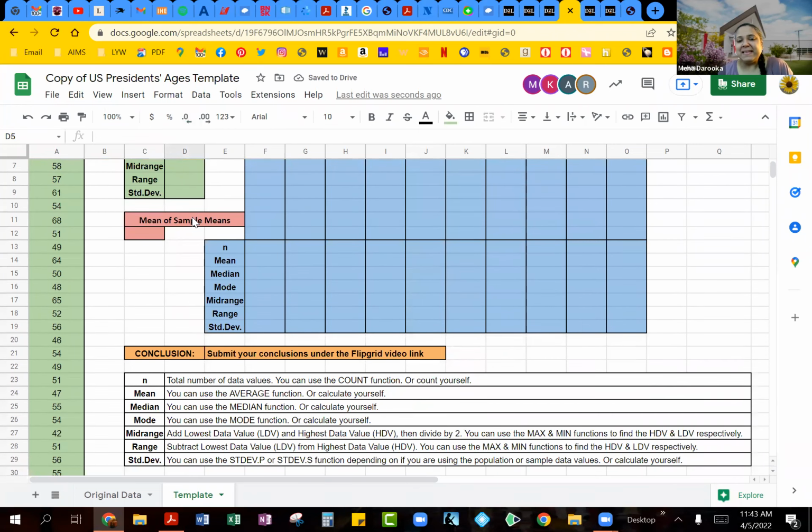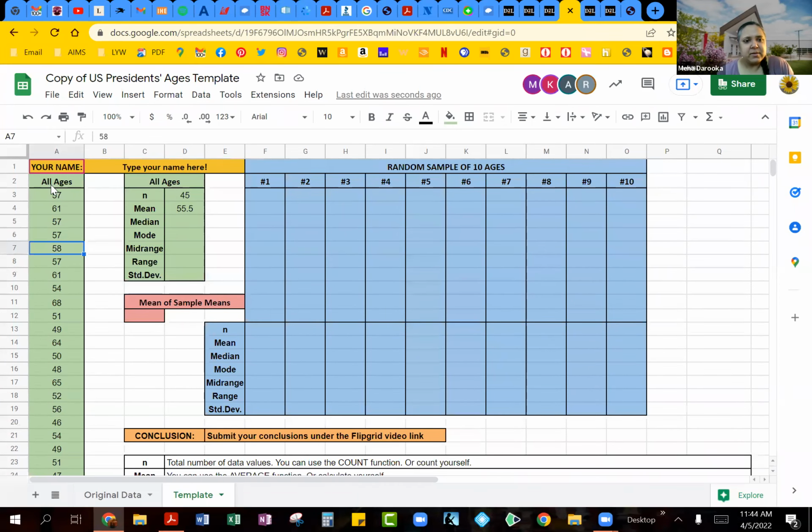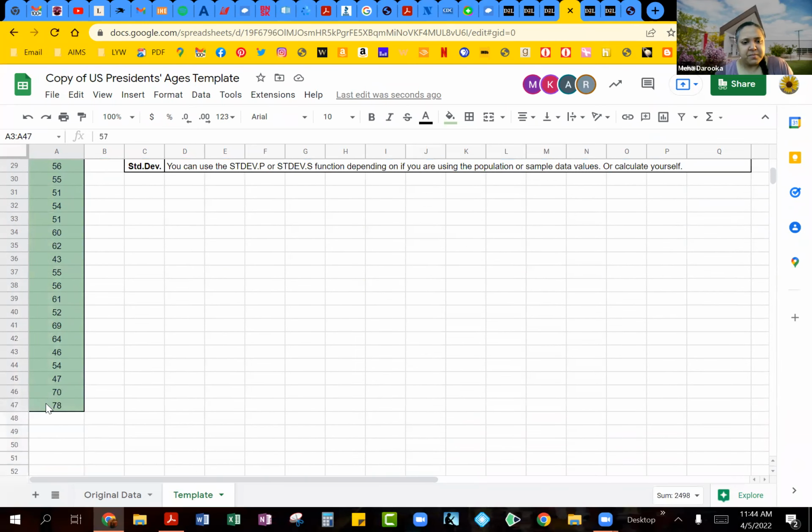Now, for the median. Median, remember, is where you technically set up all your data values in order. If we had to do that, let me show you how to do that here on the next sheet. I don't really want to mess up with this one.